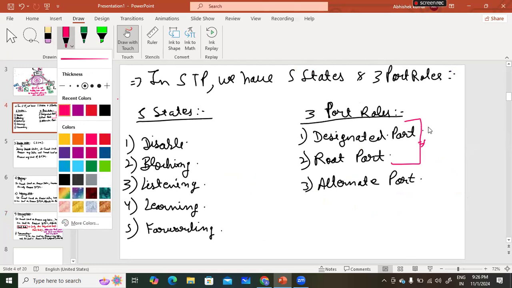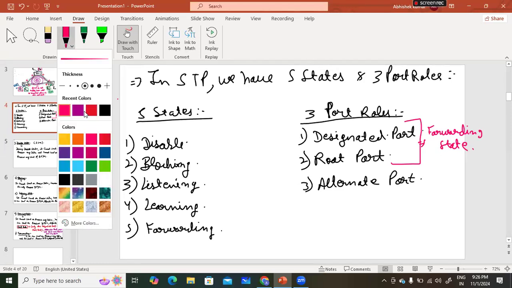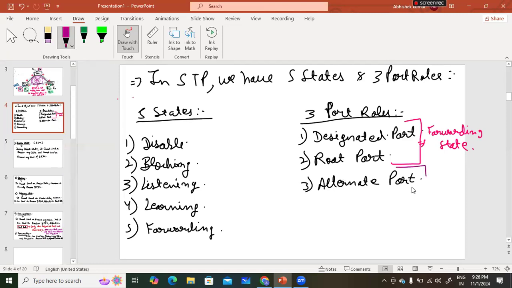They go up to forwarding state. However, the alternate port always gets stuck in the blocking state. Whenever any port is in the blocking state, it will not send or receive any kind of data. However, it can send BPDUs, but not receive them. Make sure of this.